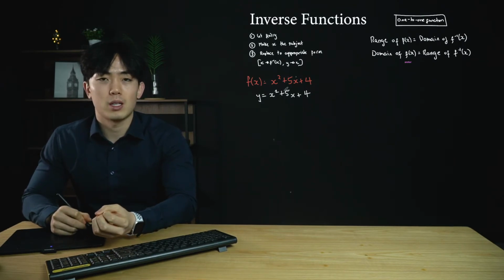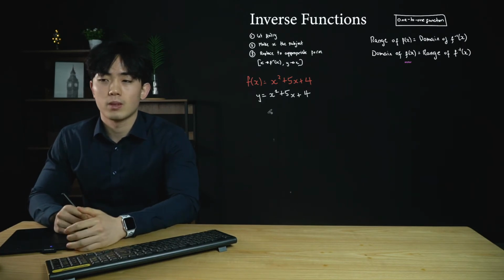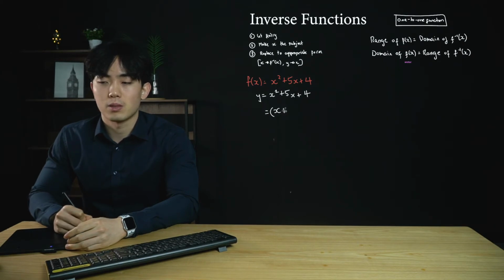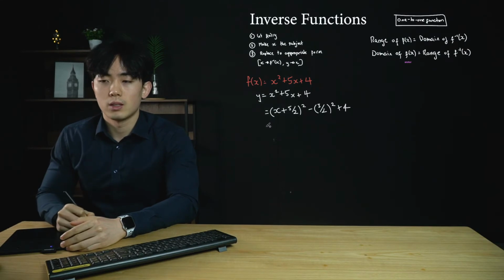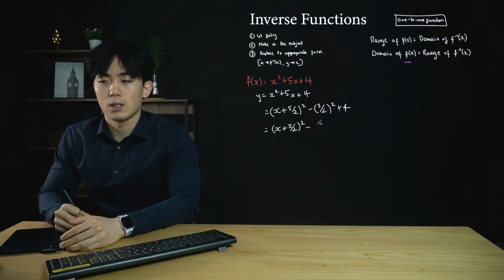So whenever you're met with this kind of question, what we want to try and do is complete the square. Completing the square means we divide the 5 by 2. So we have x plus 5 over 2 all squared minus 5 over 2 squared plus 4. Just simplifying this a bit, we have x plus 5 over 2 all squared minus, this becomes 25 over 4, plus 4 will give you 9 over 4, like such.